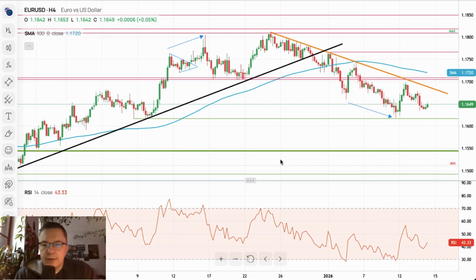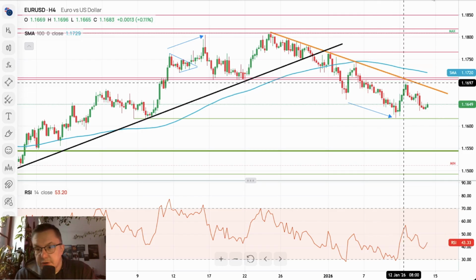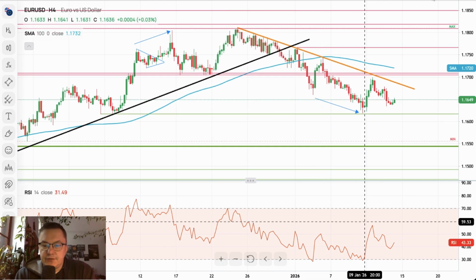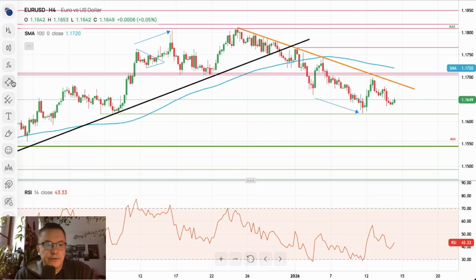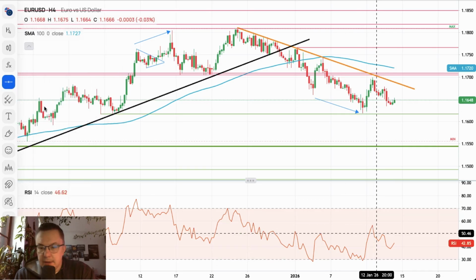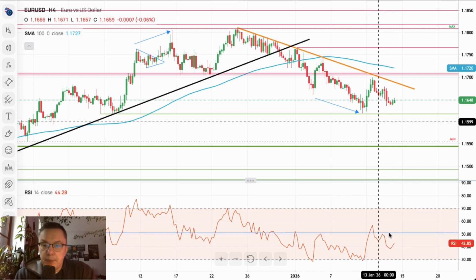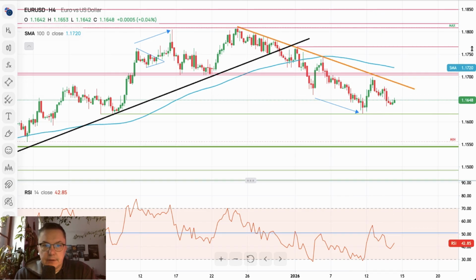So the euro dollar 4-hour time frame chart: rejection almost from the trend line, from the technical resistance after the bullish divergence. Very nice movement on momentum to 56. Now we are back below the level of 50. Let me just place the line here yet again for you guys to see. There you go. We are below the level of 50. Bears are in charge of the market. Bearish pressure is visible on the market.